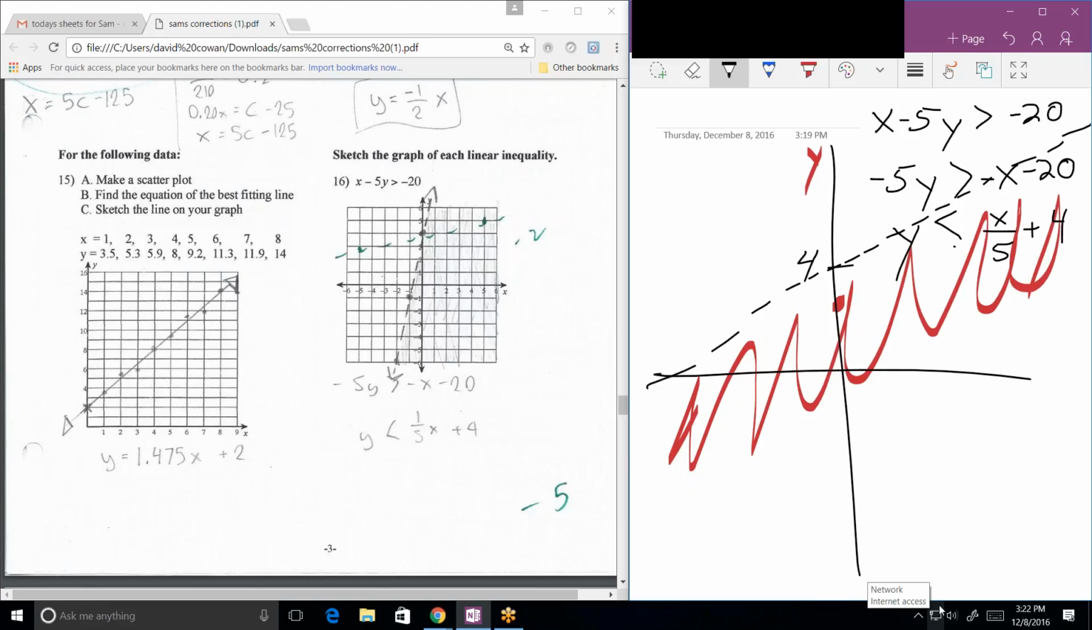So the first thing you have to do is figure out how to draw the line. Second thing you have to do is figure out whether it's a dotted line or a solid line. And the third thing you have to do is figure out which side to shade.